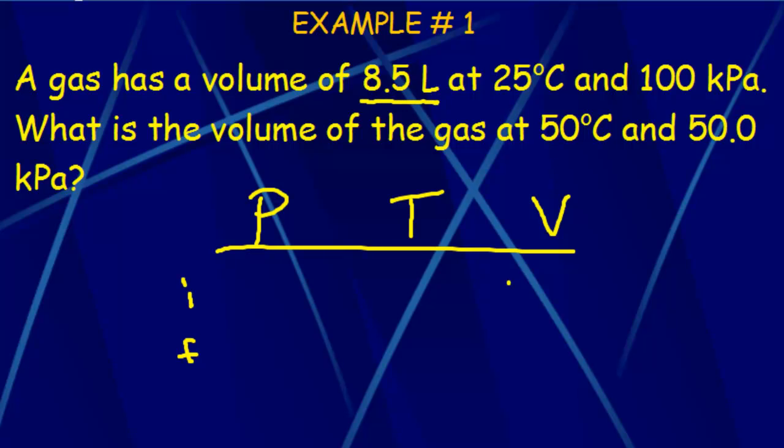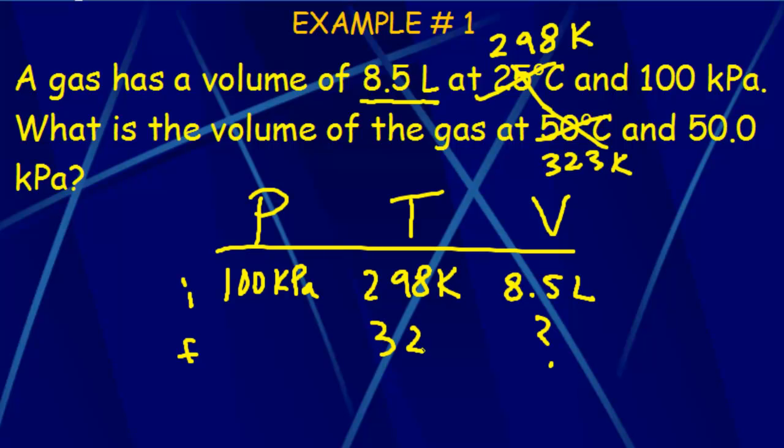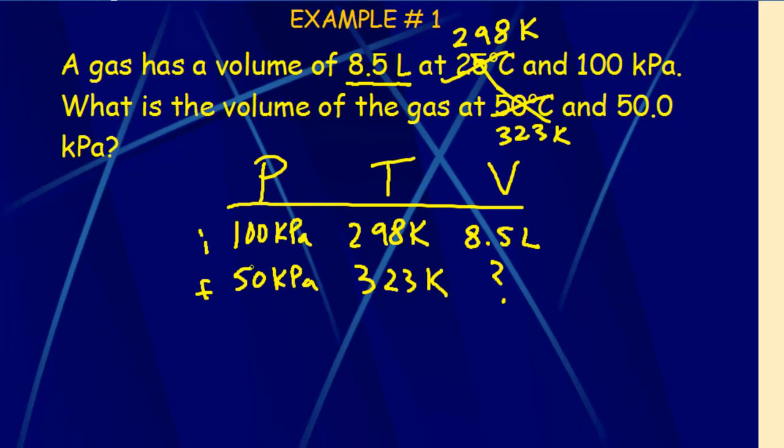So our initial conditions: 8.5 liters. Remember what we said about Celsius? Get rid of that. Add 273 to Celsius to get Kelvin. So 25 plus 273 gives us 298. So the initial temperature is 298 K. And then our initial pressure is 100 kilopascals. What is the volume if, at 50 again, so add 273, 323 K and 50 kilopascals?